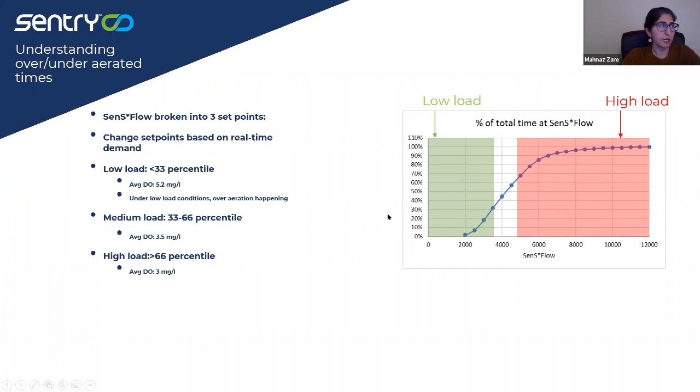In the next step, we calculated the average DO for each range. The average DO for low load was 5.2 milligrams per liter. So it suggests that over-aeration was happening when the low load was entering the plants. The medium load, the average DO was 3.5. And the high load, the average DO was 3 milligrams per liter. So it suggests that over-aeration was more possible when low load was coming to the plant.